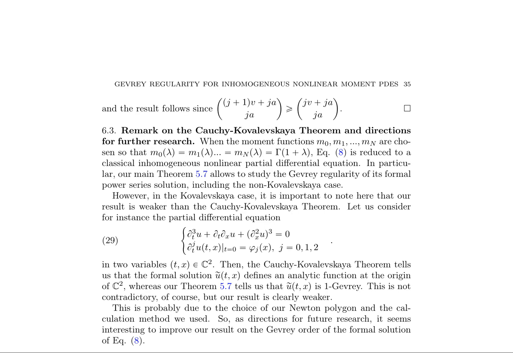Gevrey regularity for inhomogeneous nonlinear moment partial differential equations, PDEs, is a crucial concept in this research. The significance of this result stems from the choice of moment functions and the application of theorem 5.7. The authors contrast their result with the Cauchy-Kovalevskaya theorem, noting that their finding is weaker in the Kovalevskaya case due to the chosen Newton polygon and calculation method. This distinction is essential in understanding the limitations of the Gevrey regularity result.